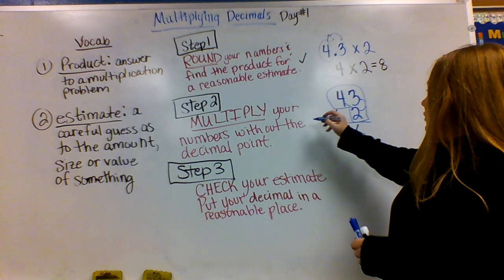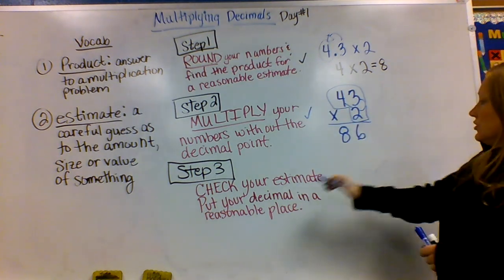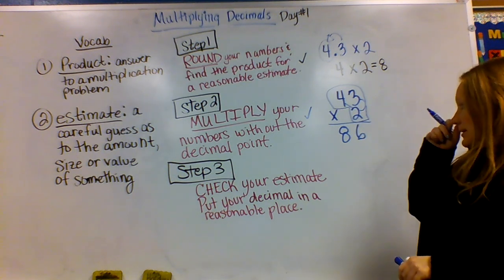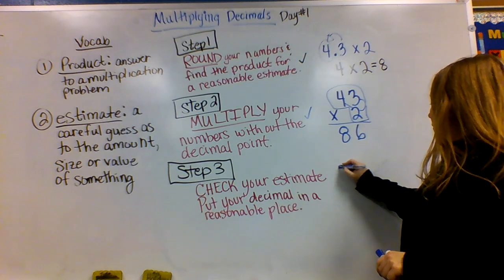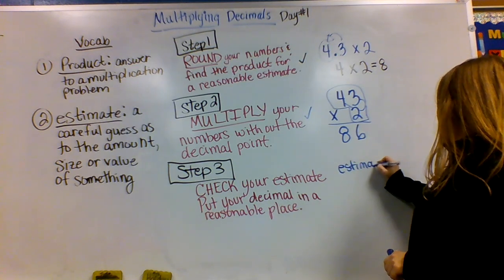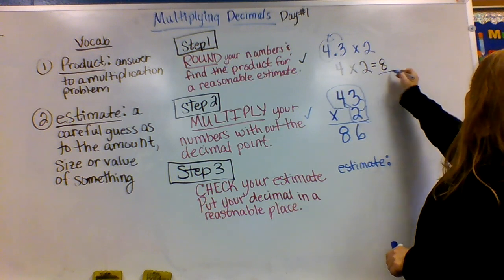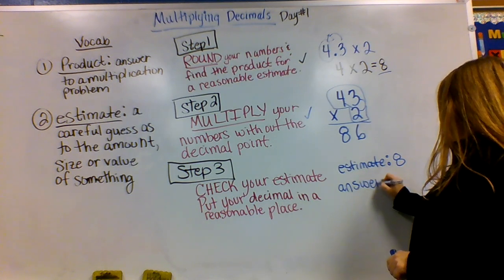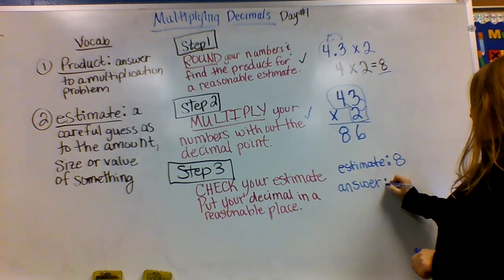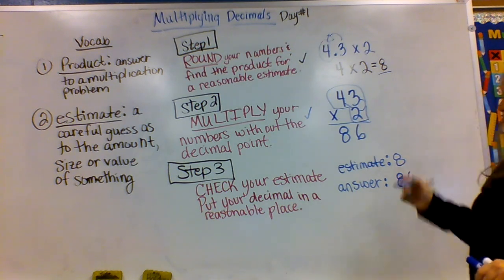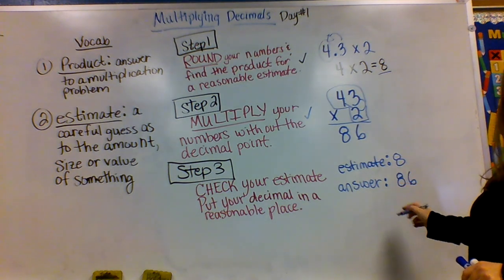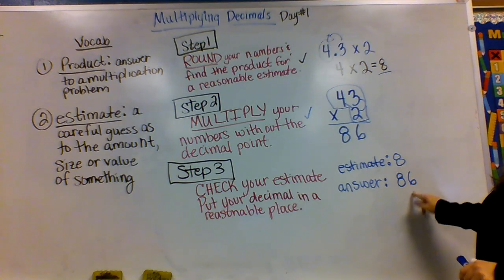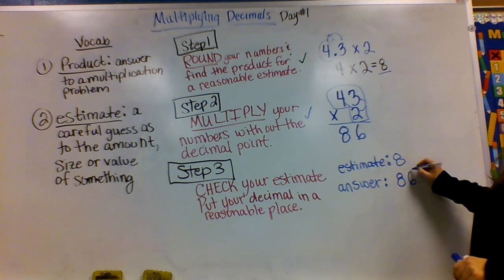So step 3, all right, so we multiplied the numbers without the decimal point. So step 3, it says check your estimate and put your decimal in a reasonable place. So first of all, what was our estimate? Our estimate was 8. Our answer that we got from step 2 was 86. So if I have 8 and 6, where would I put the decimal in order for the answer to be close to 8? If I put the decimal here, that's still 86. That's not very close to 8.